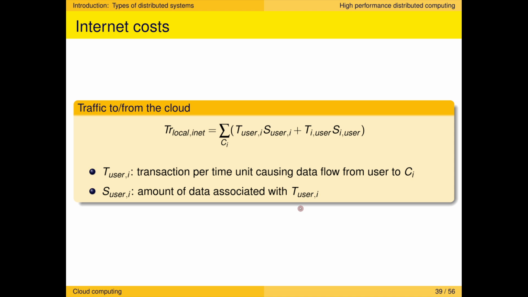So how about the traffic to or from the cloud? So from the cloud to the outside internet, our internet cost will be for all components, the traffic from the user to component I, sorry, the number of transactions per time, and the average amount of data that is to be transferred in such a transaction. Okay, so of course from transaction to transaction it could be different, so you should work with averages.